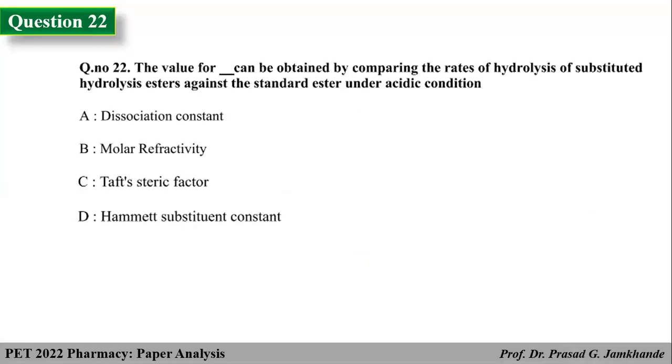Next, the value for dash can be obtained by comparing the rates of hydrolysis of substituted hydrolysis ester against the standard ester under acidic condition. In case of this particular question, they have asked the value for dash, means which particular value can be obtained by comparing among the four, or by comparing the hydrolysis, what can be determined? It's in very simple language.